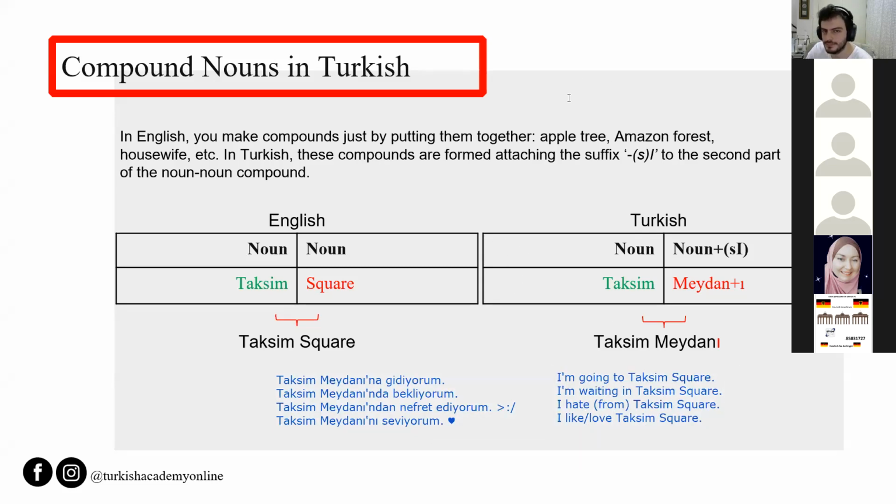Okay. Thank you. Why do you need ediyorum here? Nefret ediyorum. The verb hate is formed of two different words, nefret and etmek. This is how I say I hate.